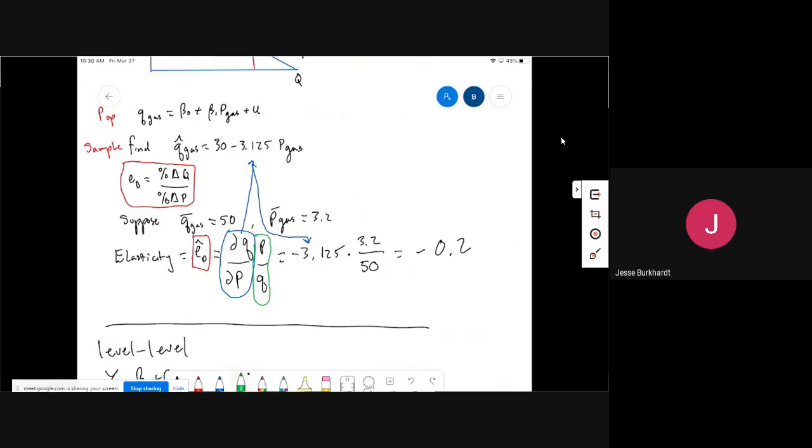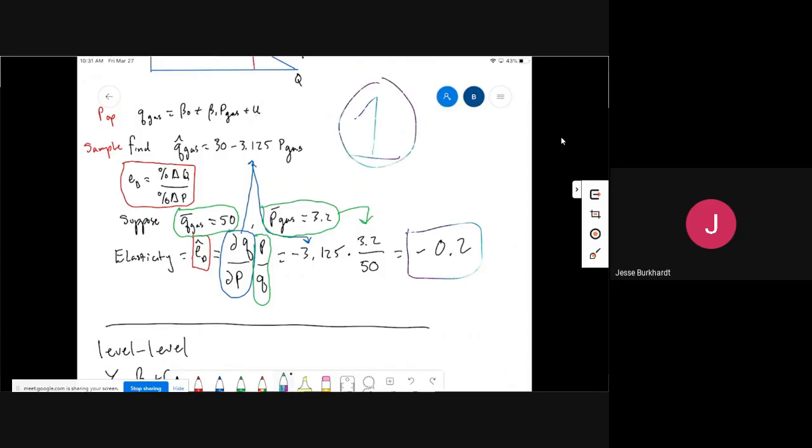Suppose we get the average quantity of gas is 50. Here, I'm circling that in green. The average price of gas is 3.2. We'll just plug those values in here. And then the elasticity estimate, I'll do it in rainbow, is negative 0.2, which means that a 1% change in price causes a 0.2% decline in the quantity demanded of gasoline. So that's one way to estimate an elasticity. This is method 1.